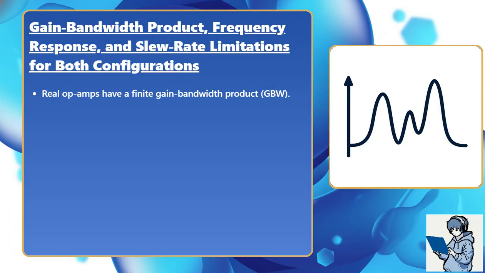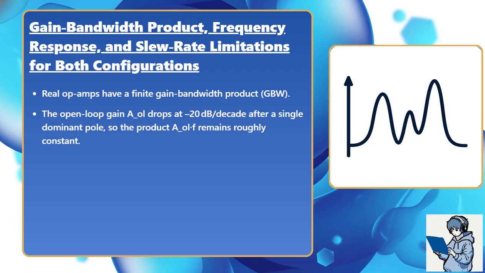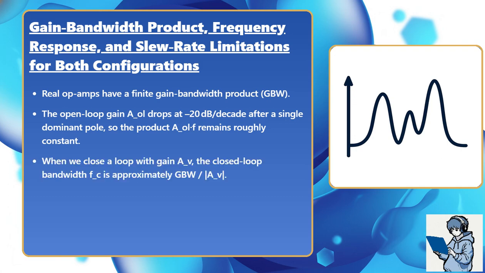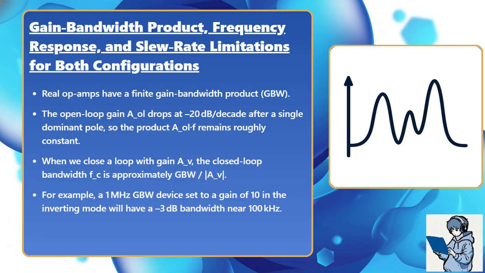Real op-amps have a finite gain bandwidth product, GBW. The open-loop gain a_OL drops at -20 decibels per decade after a single dominant pole, so the product a_OL times f remains roughly constant. When we close a loop with gain of A_V, the closed-loop bandwidth f_C is approximately GBW divided by the absolute value of A_V. For example, a 1 MHz GBW device set to a gain of 10 in the inverting mode will have a -3 decibel bandwidth near 100 kHz. The same rule holds for the non-inverting case.